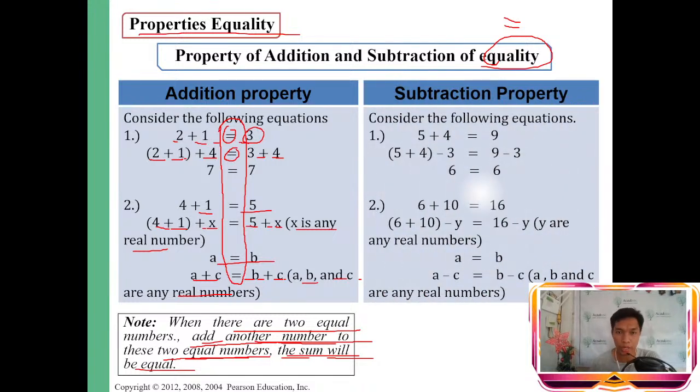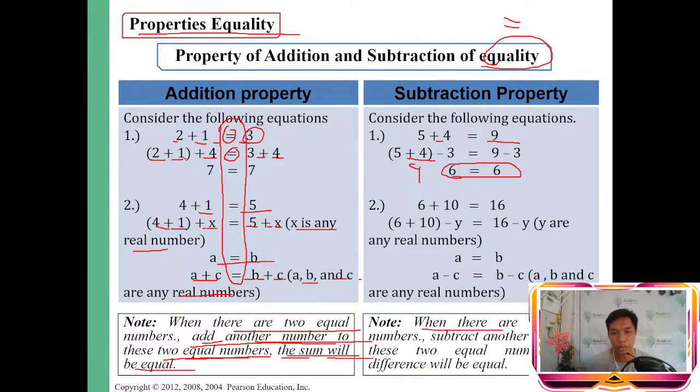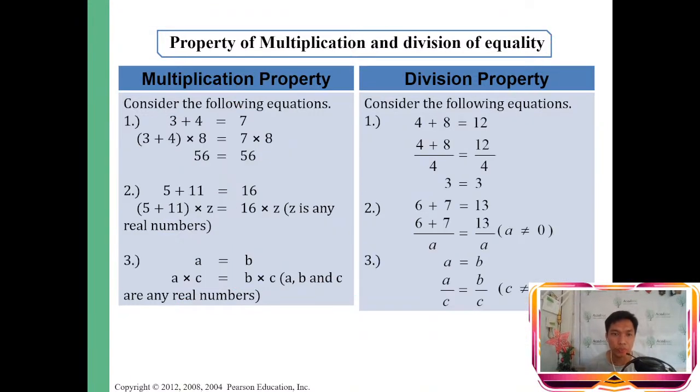Next one, subtraction. How about if we subtract? 5 plus c equals 9, and the sum equals 6, so it means they are equal. Same on the other side. It says here, when there are two equal numbers, subtract another number from these two equal numbers, the difference will be equal. Please take note of that.